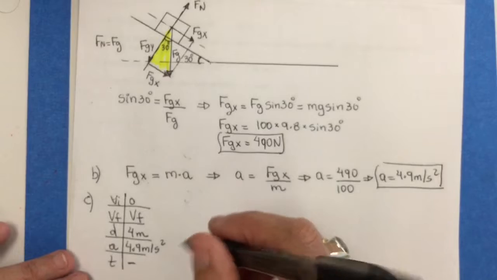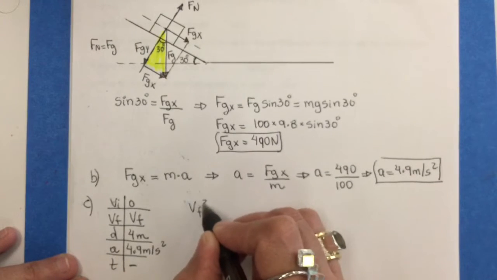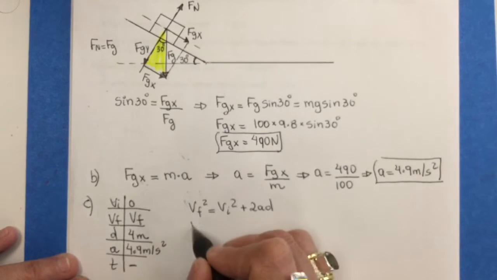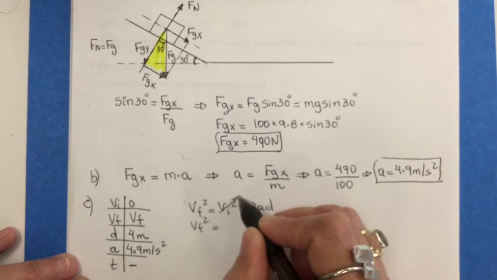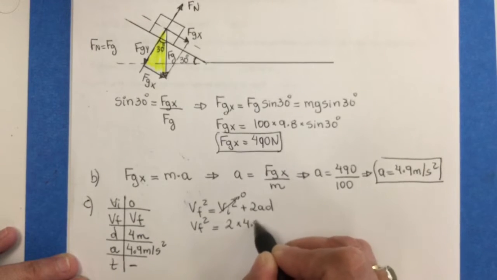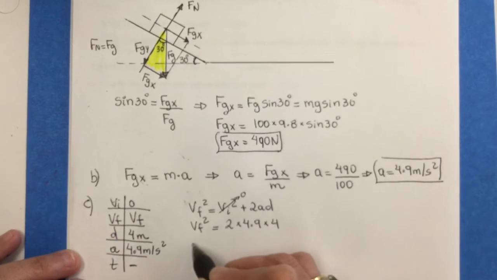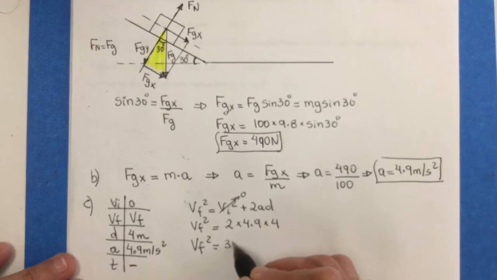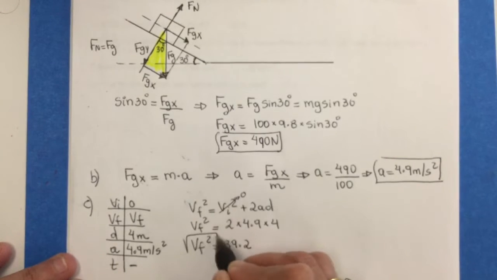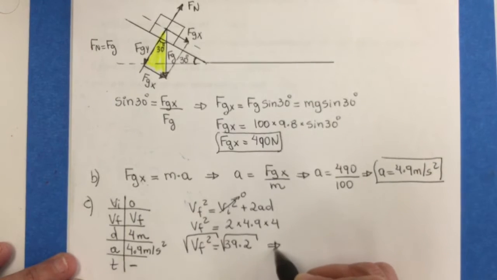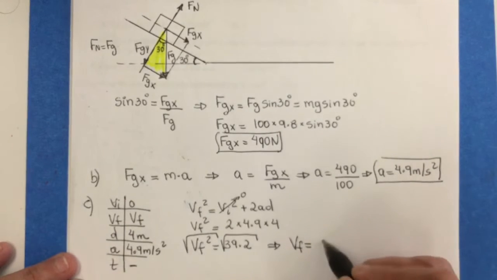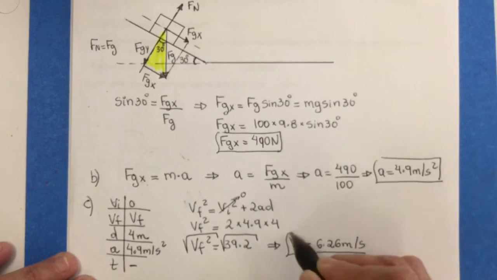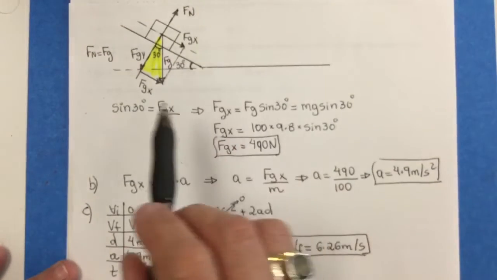So we can use our motion equation, VF squared equals VI squared plus 2AD. So VF squared is what we're looking for, VI is 0, 2 times 4.9 times the distance, which is 4. So VF squared is 39.2. And when we take the square root of this, my VF is 6.26 meters per second. So the box is going to hit the bottom of the plane with that speed.